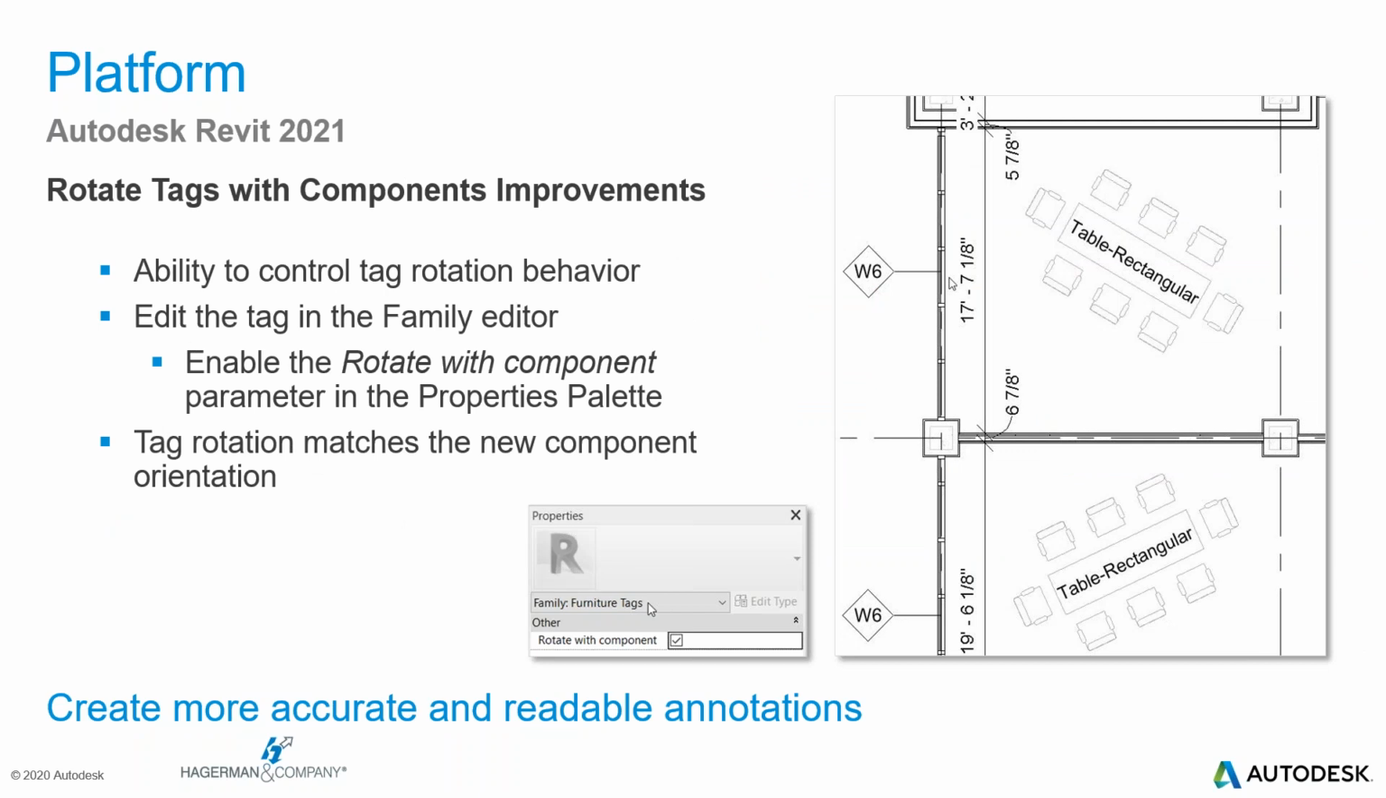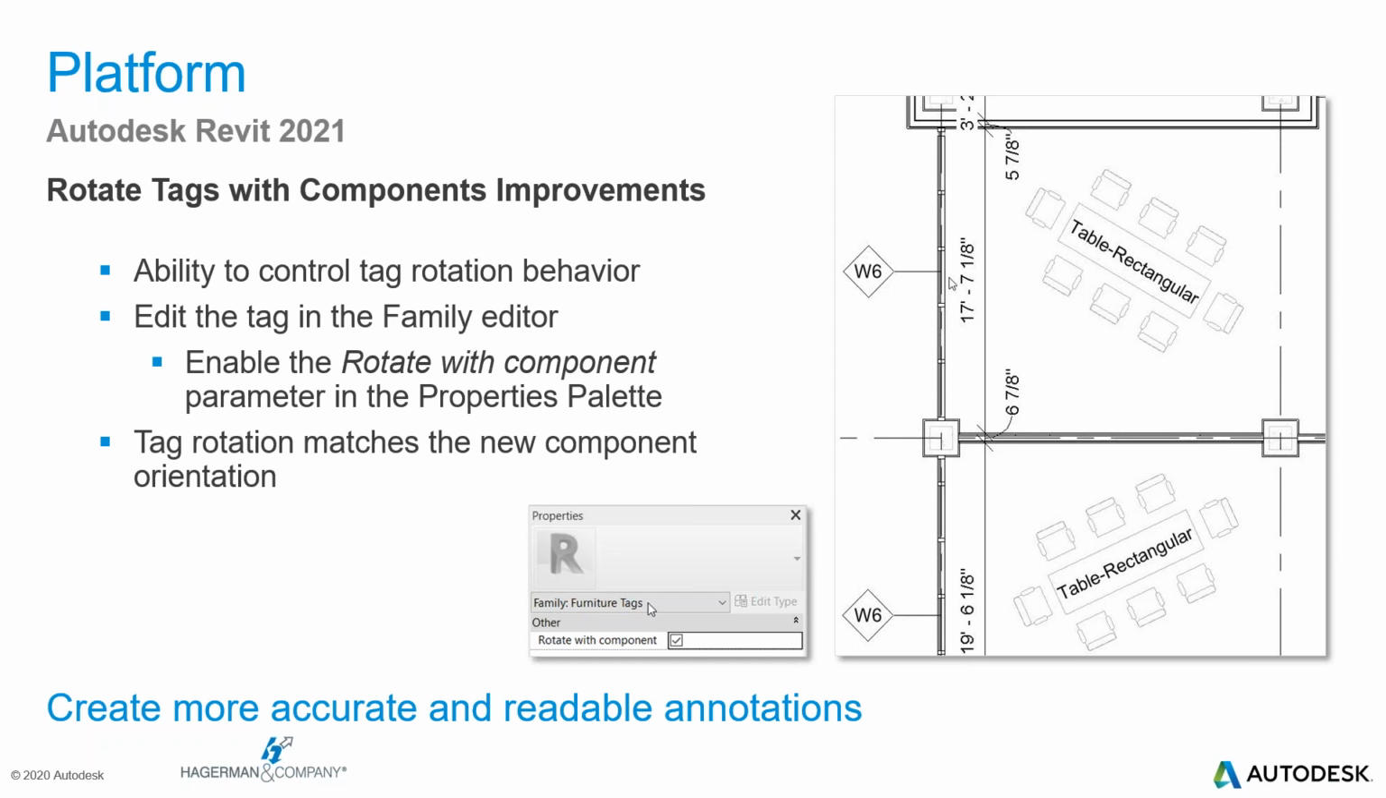In previous versions of Revit, tags assigned to components did not rotate with those elements. They maintained their original orientation. In 21, you may now control this behavior. Simply select the tag, open it for editing by clicking the Edit Family button, and enable the Rotate with Component parameter in the Properties palette. This will enable the tag to rotate with the component to which it is assigned on your documentation. This improvement to tags helps users create more accurate and readable annotations in Revit.